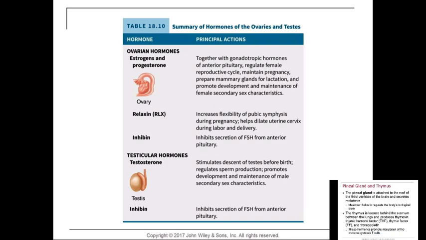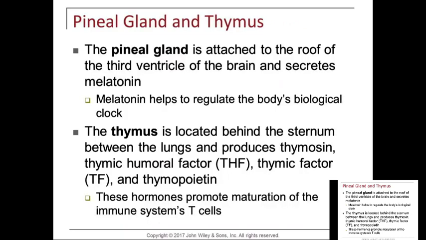Pineal gland is involved with melatonin production, which regulates the body's biological clock. And then the thymus, which is located deep or behind the sternum, between the lungs, and it produces thymosin, and thymic humoral factor and thymic factor. And all of these are really involved in promoting the maturation of your immune system T cells, the T for thymus. The B, when you hear of B cells, that's from the bone marrow.